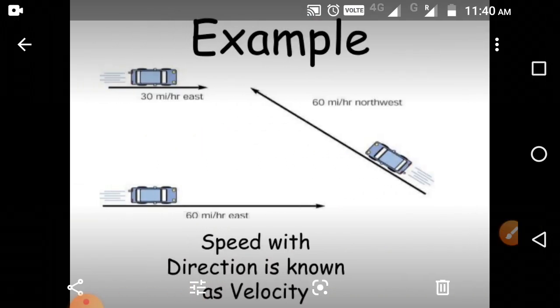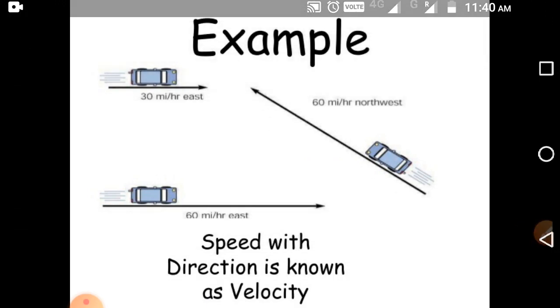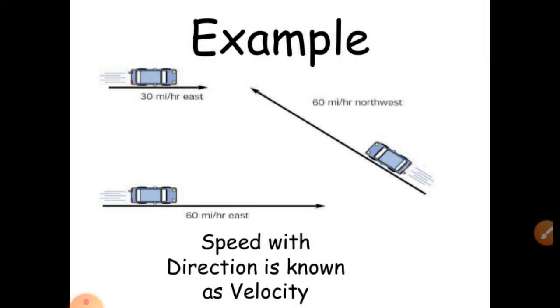In this picture, you can see different directions. One of the cars is moving at 30 miles per hour towards the east. Just concentrate on the direction. Another car is moving at another speed towards the east, and another car is moving in a northwest direction. In all these conditions, directions are given to you along with the speed. So we call it velocity. What is velocity? Speed with direction is known as velocity. Okay, this much is clear.